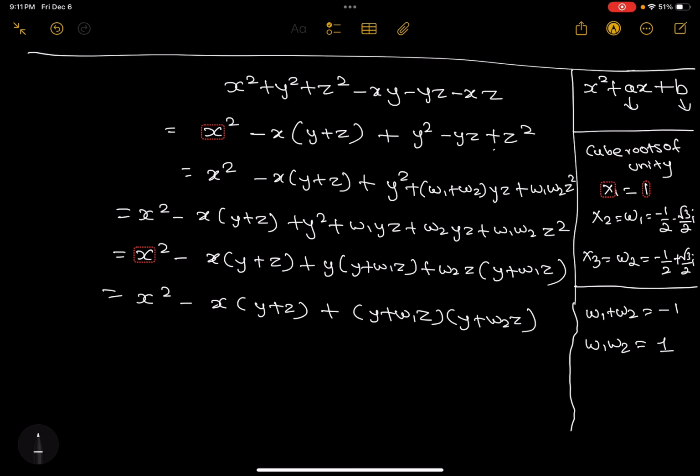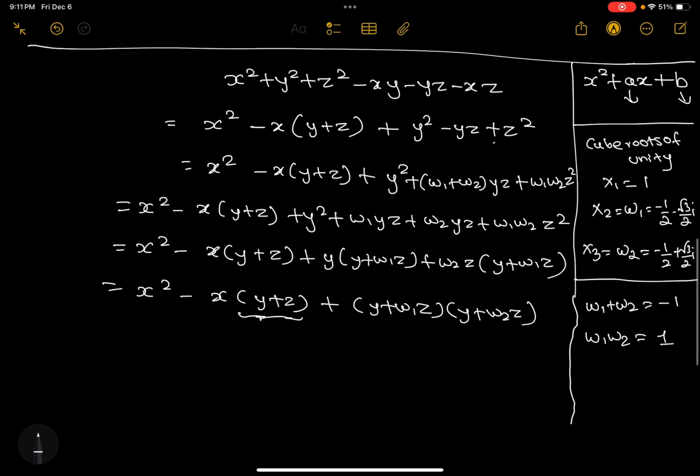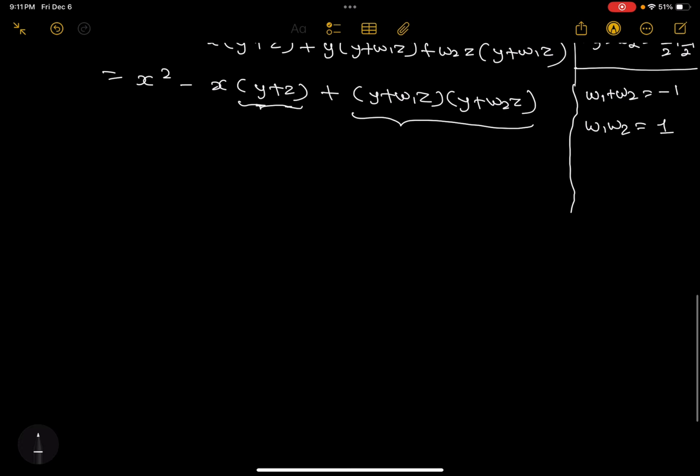To factorize this, notice that these are our sums, this is the coefficient of x with the negative sign, and this is our product. Usually, if I have x square minus x times (a plus b), and then ab at the last, this can factorize as (x minus a)(x minus b). We want a similar thing over here, but the problem is, if you just take the sum of these two, we don't really get y plus z. Even if we take the difference of these two, we don't really get that. But there's actually a way in which you can make that possible.